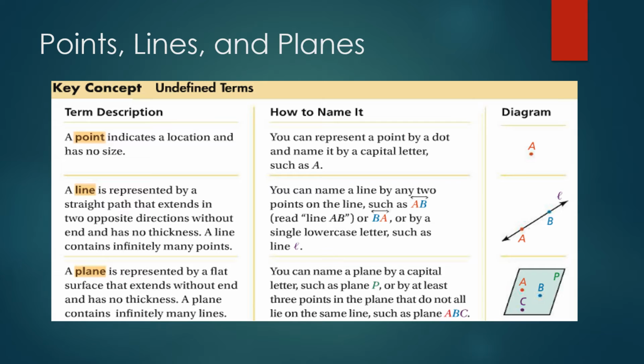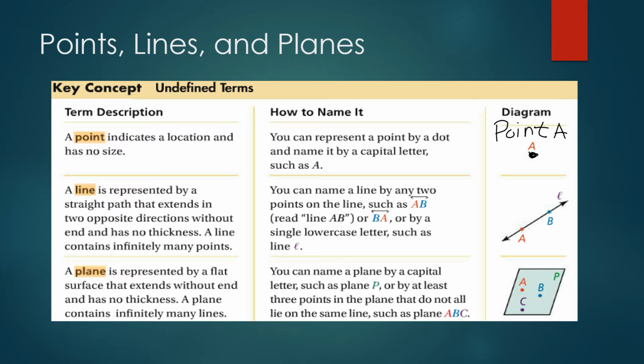So a point indicates a location and has no size. When we want to draw one, we're going to leave a dot, and then we put a capital letter to indicate that it's the name. So over here under diagram, this is point A. We put a dot, we put a letter, and the strange thing is that a point doesn't have any size. It's a zero-dimensional object. It's more of an indication of a location.